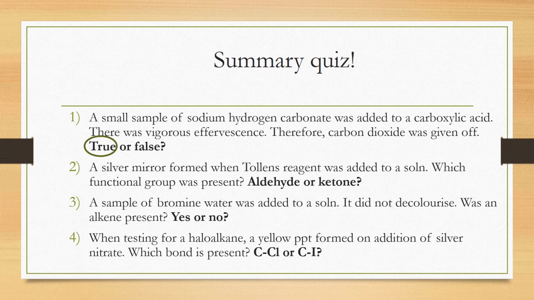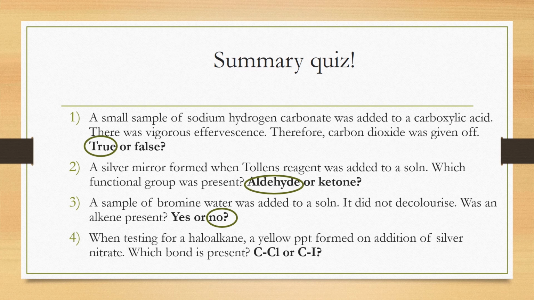Question 2. A silver mirror formed when Tollens reagent was added to a solution. Which functional group was present? This was an aldehyde. Question 3. A sample of bromine water was added to a solution. It did not decolorize. Was an alkene present? The answer is no. And question 4.